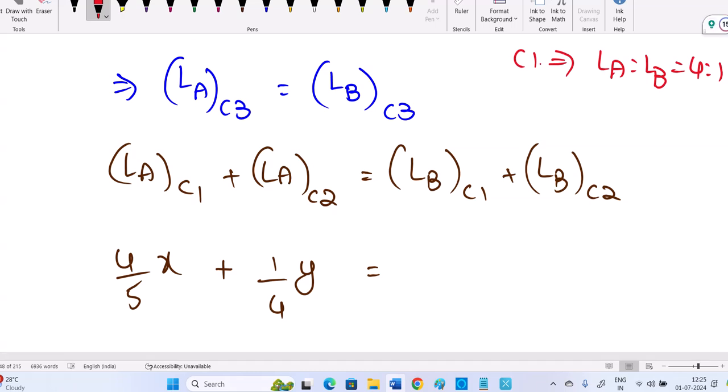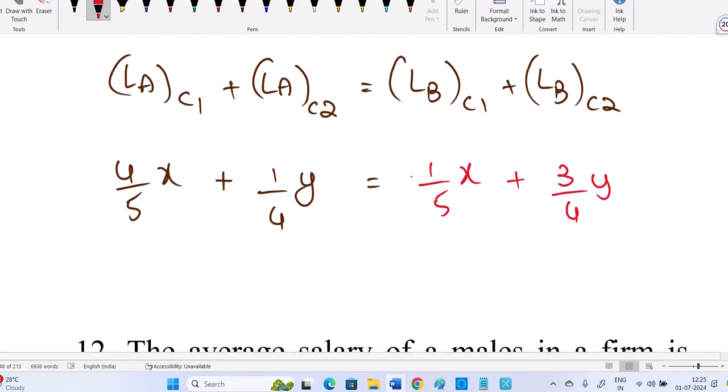So what is liquid A in container 1? Container 1 is total X. 4 by 5th of that, total here 5, 4 by 5th of the total is liquid A. 1 by 5th of the total is liquid B in container 1. In container 2, the ratio given is 1 is to 3. 1 out of 4 in container 2 is liquid A, and 3 out of 4 in container 2 is liquid B. Now taking the LCM, denominator 20 is common for both.